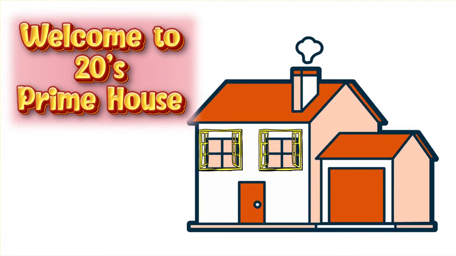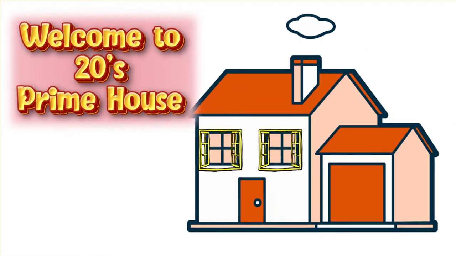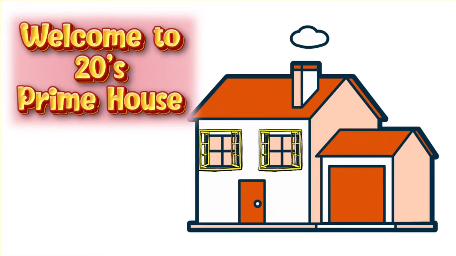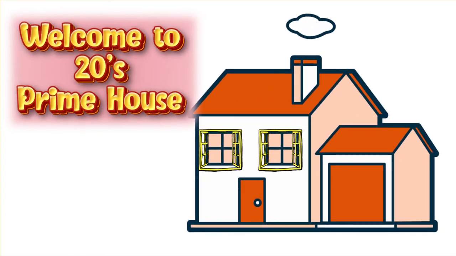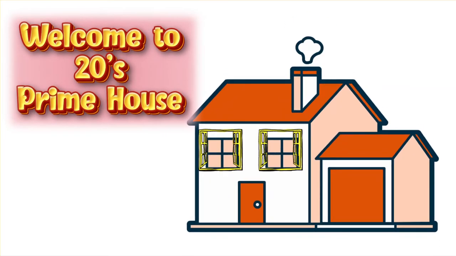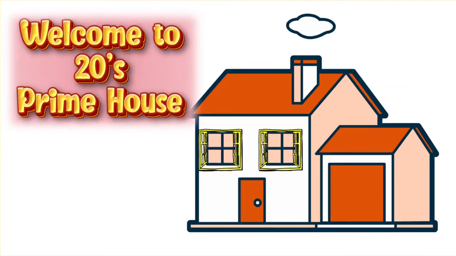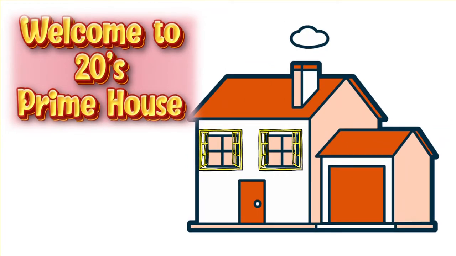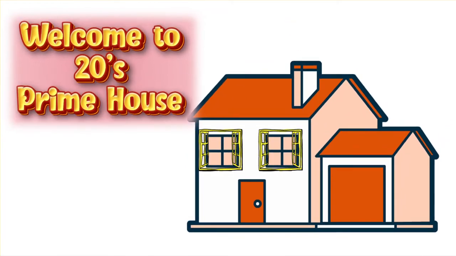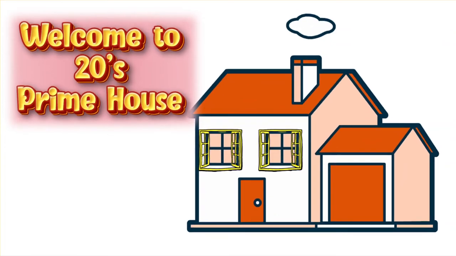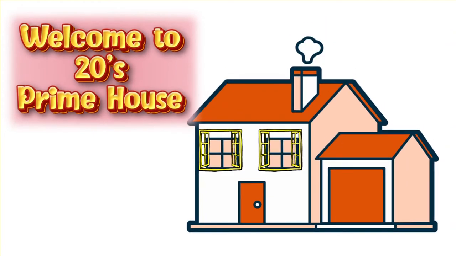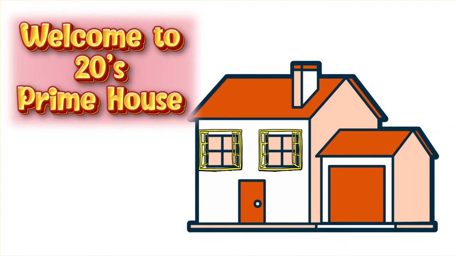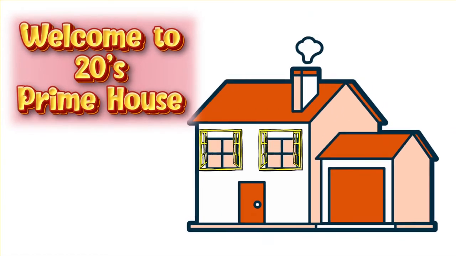What are the numbers? 11, 13, 17, and 19. Say it like you know it. Let's go again. 11, 13, 17, and 19. Now whose house are we in now? 20's house, okay? 20's prime house. So let's see, 20 has only 2 prime numbers. Only 2. So let's find out the prime numbers in 20's house.